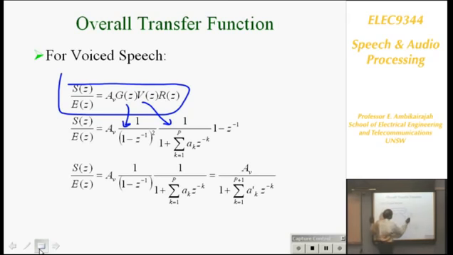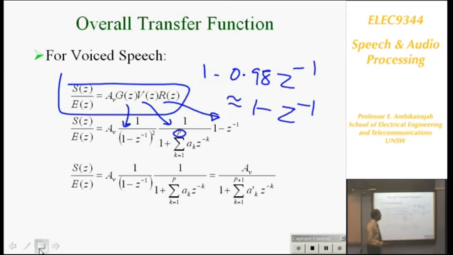Radiation is a differentiator, 1 minus 0.98 z to the minus 1. That's a kind of non-ideal. Or you can say 1 minus z to the minus 1, a perfect differentiator. So I've got a perfect differentiator here, and you will find when we are producing speech, this differentiator and the glottis low pass filter here, they'll cancel out. That will cancel out with one of those. And that's what you'll end up with.